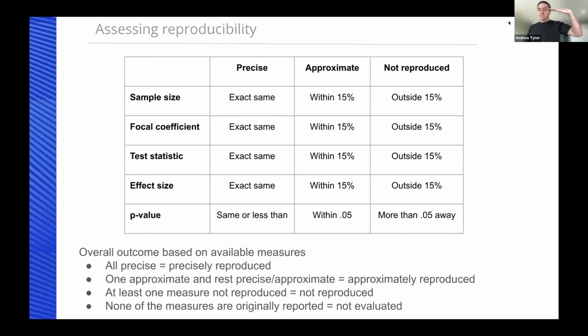So we use these five assessments when they're available to come up with an overall outcome for each attempt. If all of the available measures were precisely reproduced, it was a precise reproduction. If at least one was approximate and the rest were approximate or precise, it was approximately reproduced. If at least one was not reproduced, so a sample size or a coefficient or so on, then the whole thing was considered not reproduced. And if the original study didn't report any of these five measures, then the analysts still had their own pre-registered inference criteria for what would count, but we didn't evaluate those as part of what we would report because we wanted to keep it systematic across all studies.